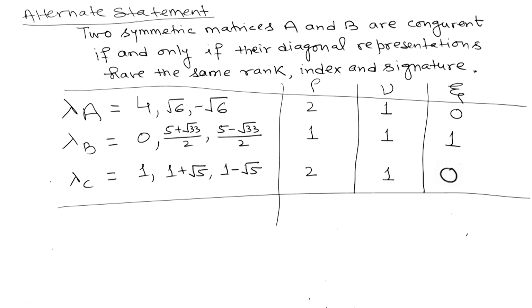Again, A and C have the same inertia, because for A this is 2 1 1, which is the same for C. So, again A and C are congruent to each other.